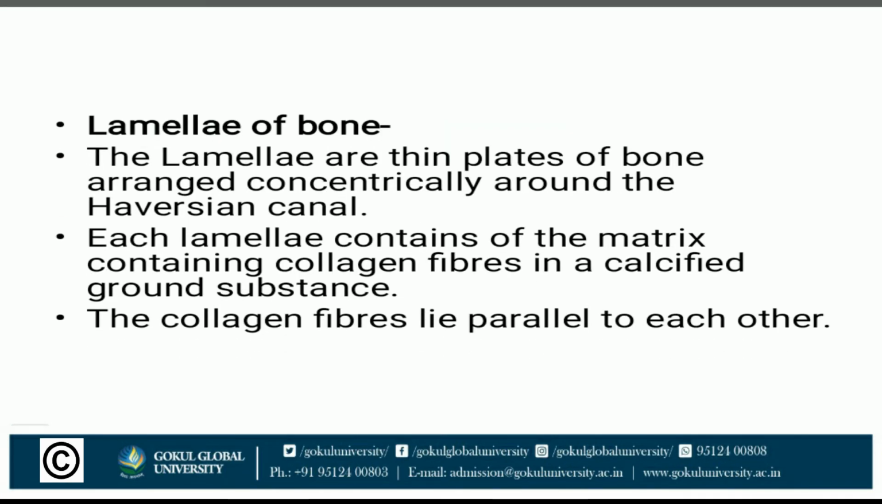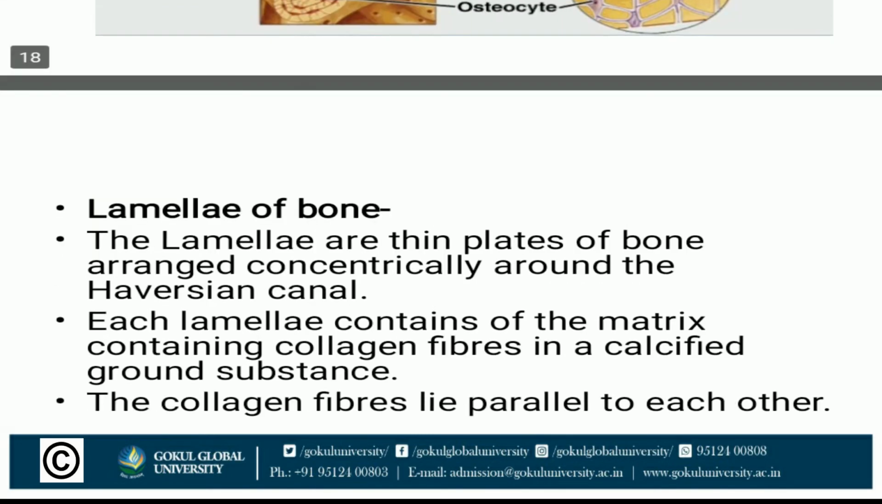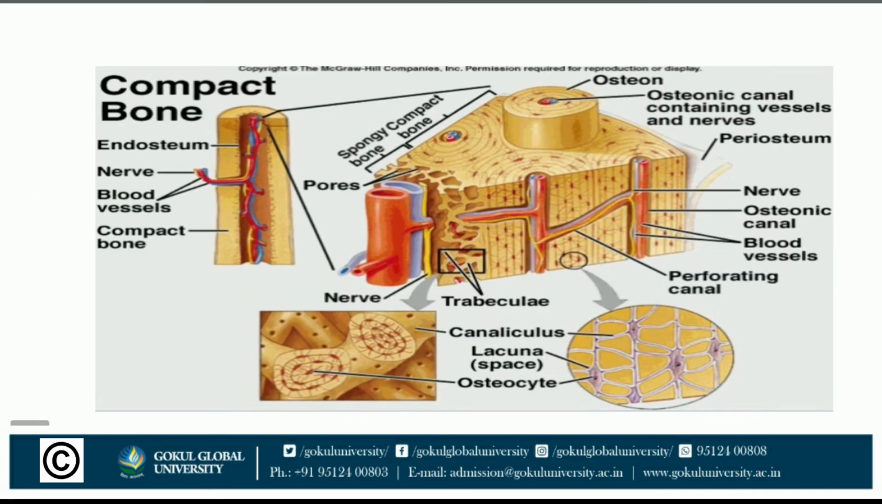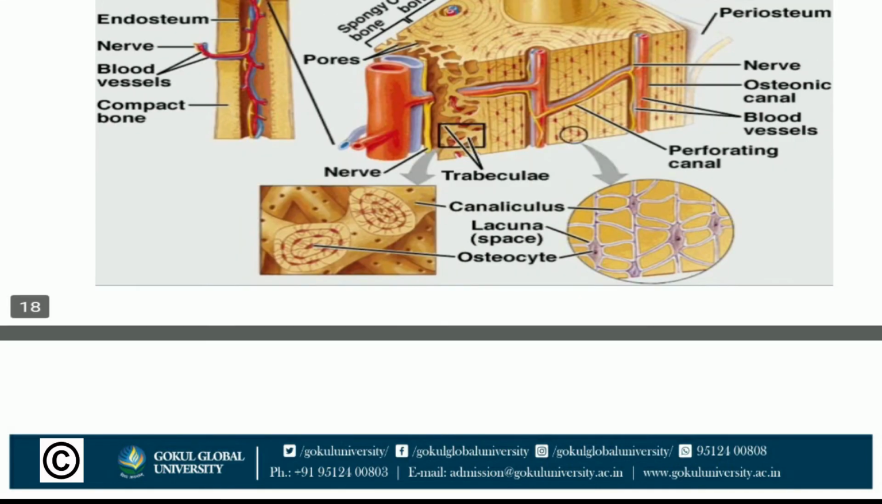Now, lamellae of bone. The lamellae are thin plates of bone arranged concentrically around the Haversian canal. Each lamella contains matrix with collagen fibers in a calcified ground substance. The collagen fibers lie parallel to each other. In this diagram you can see the Haversian canal, concentrically, in short, in circles, arranged, termed as lamellae of bone.